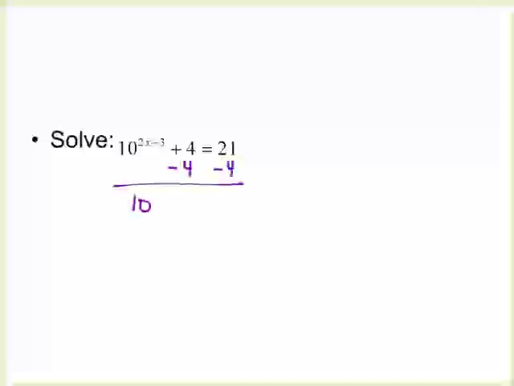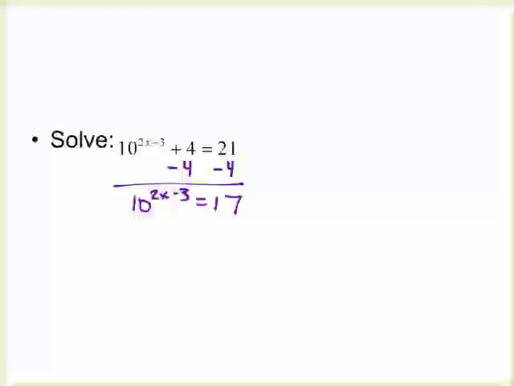The first thing we need to do is get the exponential part alone. So we just have a base with an exponent. So in this problem, my first step is subtracting 4 from both sides. So now on the left-hand side, I have just a base with an exponent. Over on the right-hand side, just a number.